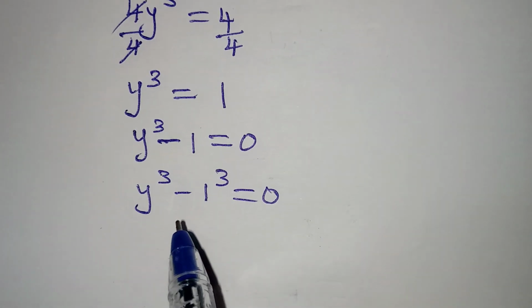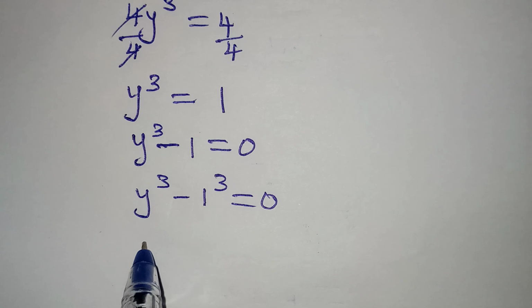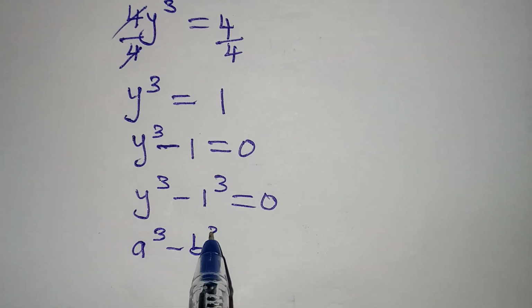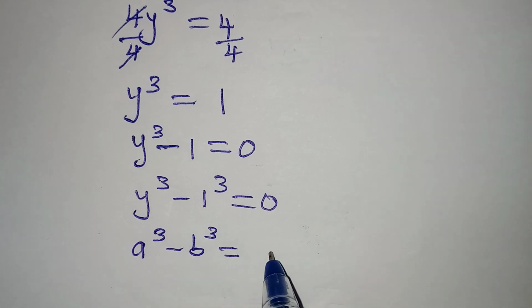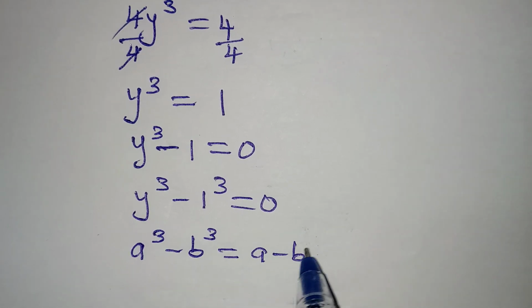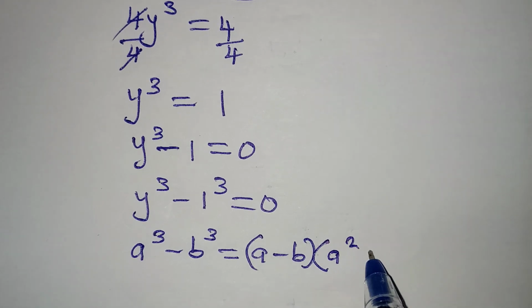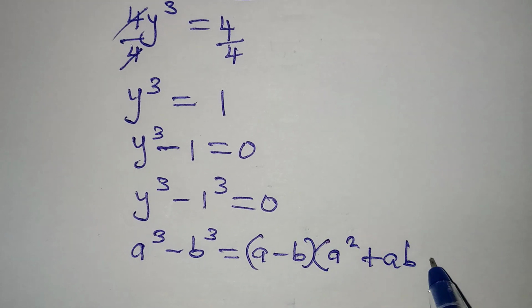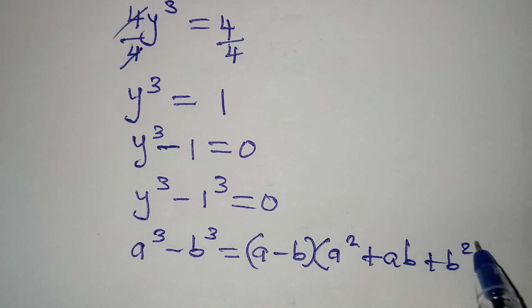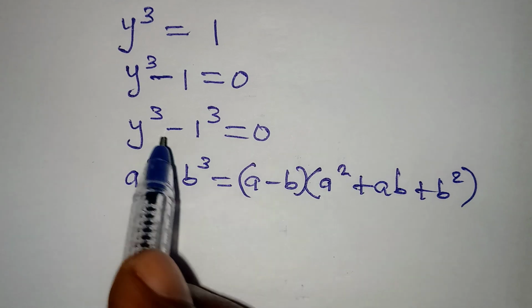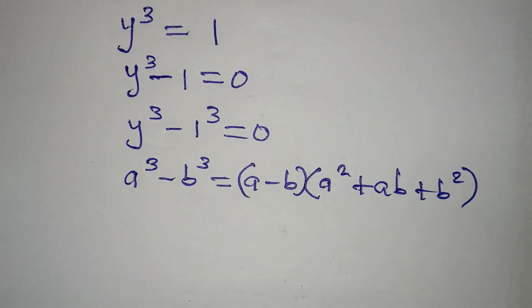Now let's get the standard right away. If we have a to the power of 3 minus b to the power of 3, this will be equal to a minus b into a squared plus ab plus b squared. So if you can remember this standard, then this will be too simple for you to solve.